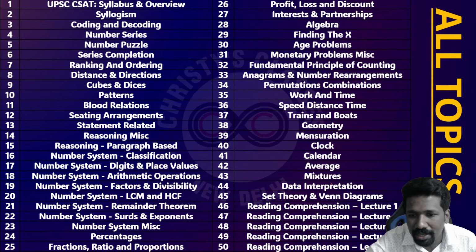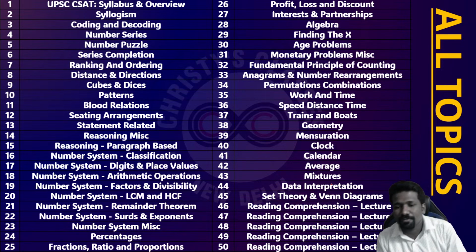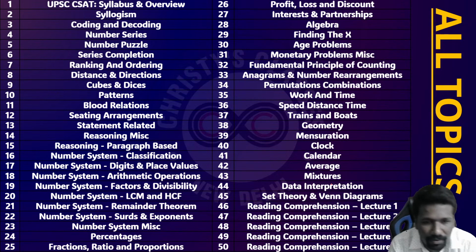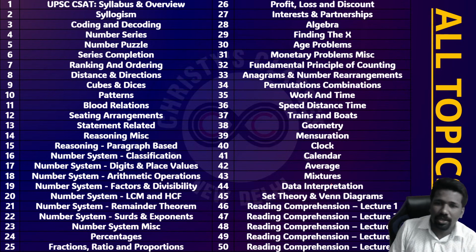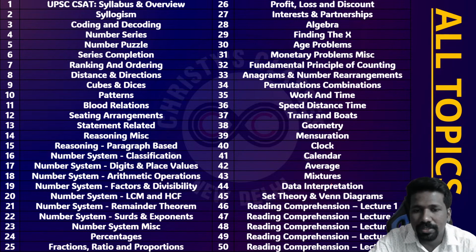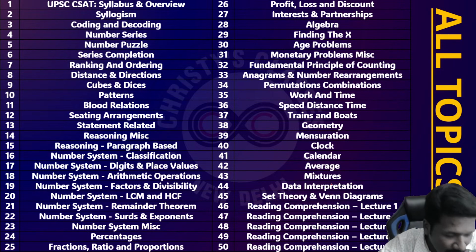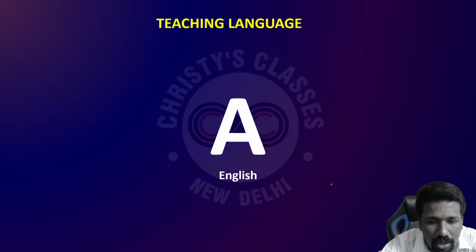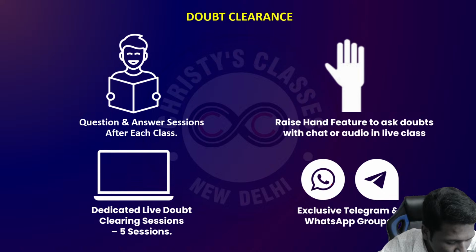And this is the complete schedule, 50 topics that we are discussing. This covers quantitative aptitude, reasoning and comprehension topics. All topics are covered: detailed theory, previous year questions, practice questions, all are covered. The teaching will be in English and the study materials also in English.